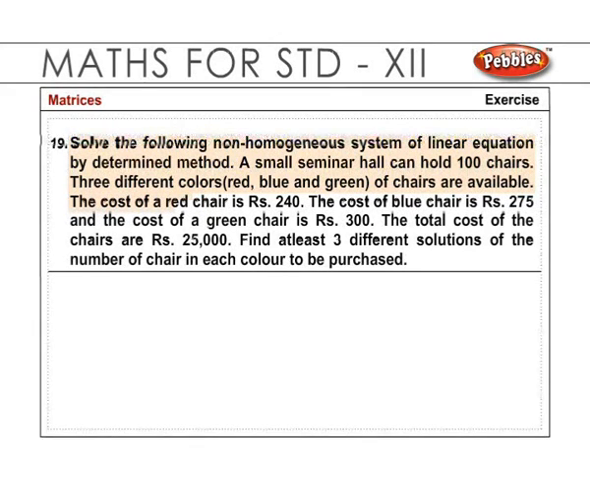The cost of a red chair is rupees 240. The cost of a blue chair is rupees 275 and the cost of a green chair is rupees 300. The total cost of the chairs is rupees 25,000. Find at least three different solutions of the number of chairs in each color we purchase.